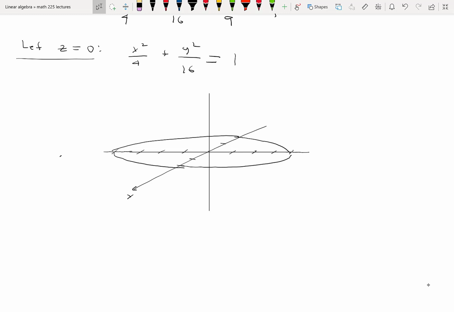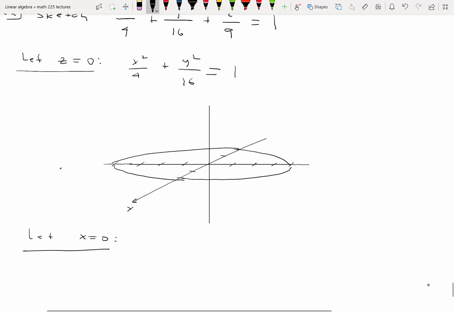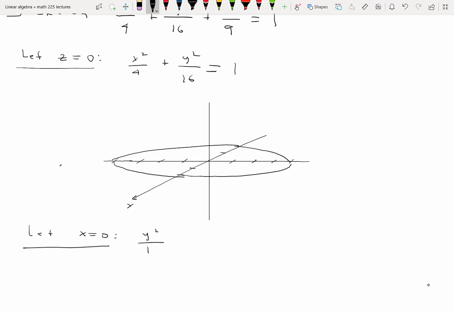Let's take a look at another cross section. Let's find another trace. Let's let x equal 0, the yz plane. When x equals 0, I get y squared over 16 plus z squared over 9 equals 1. Look under y, you get 16. The square root of 16 is plus or minus 4. Those are already marked off on the y-axis. Look under the z, you see 9. The square root of 9 is plus or minus 3.